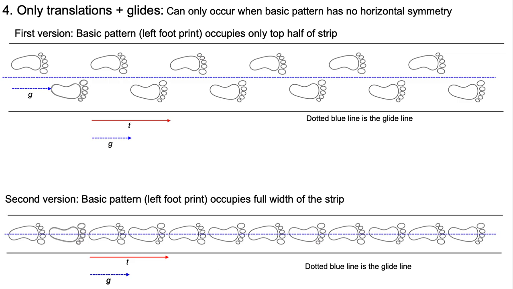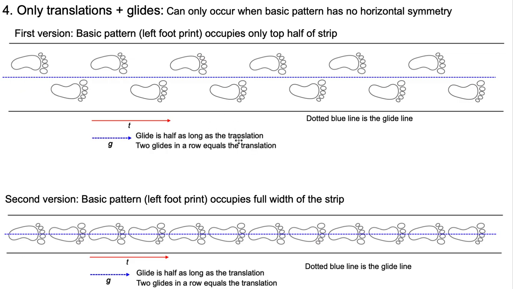Now, the upshot of this is that glides are half as long as the basic translation in this kind of pattern, and two glides equals one translation. That's the thing that characterizes a strip pattern that has only glide and translation symmetry.